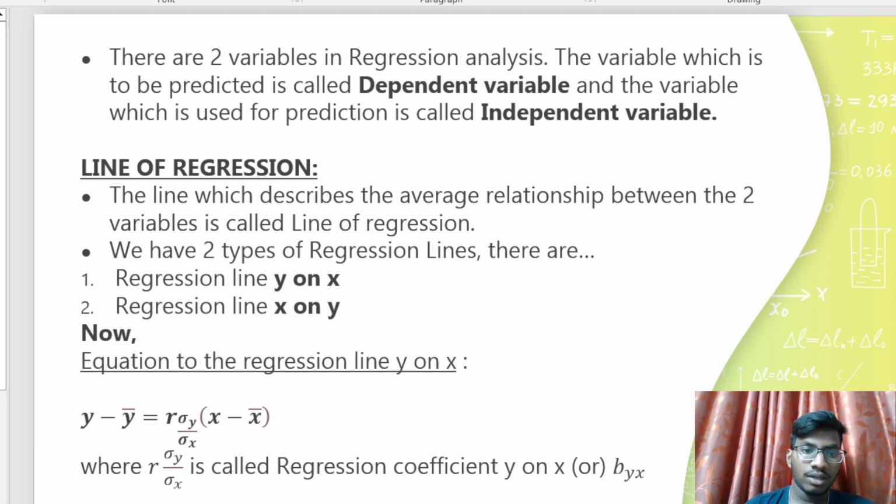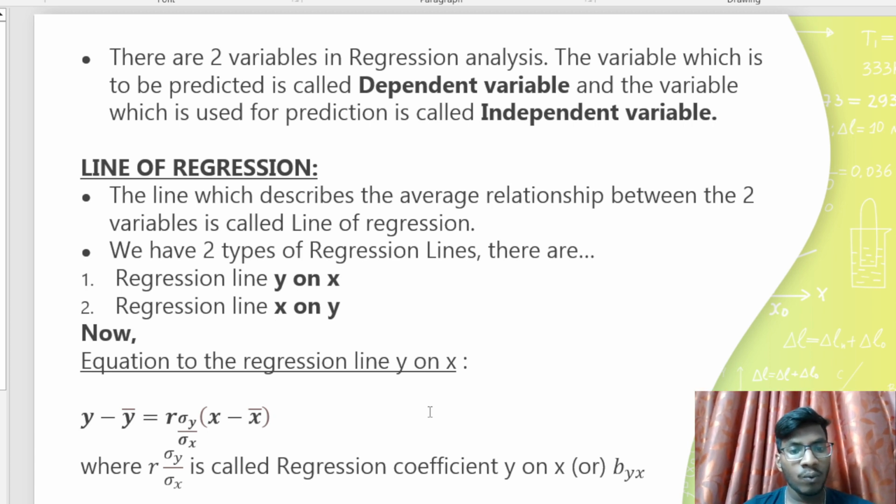The two regression lines have different equations and also different behavior. Let's see the equations of both y on x and x on y. The regression equation for y on x is given by y minus y bar equals r into sigma y by sigma x into x minus x bar. Here r into sigma y by sigma x is known as the regression coefficient of y on x.